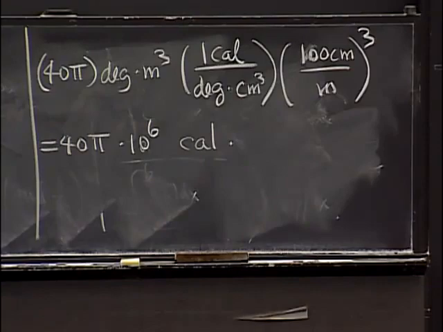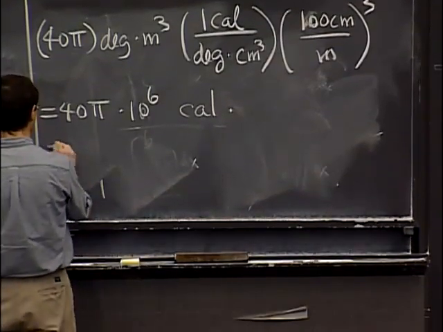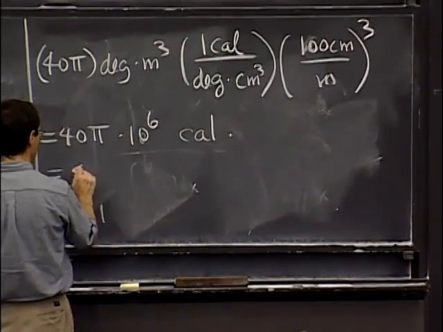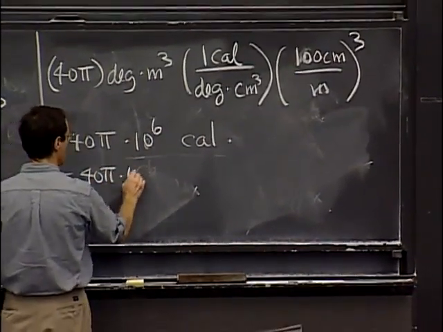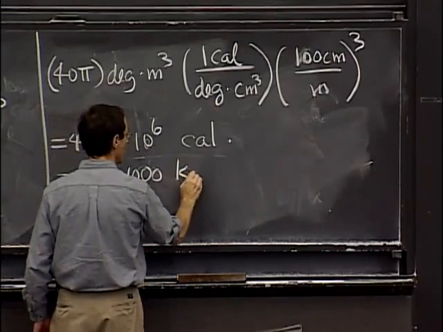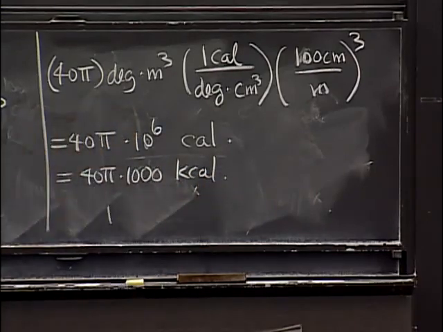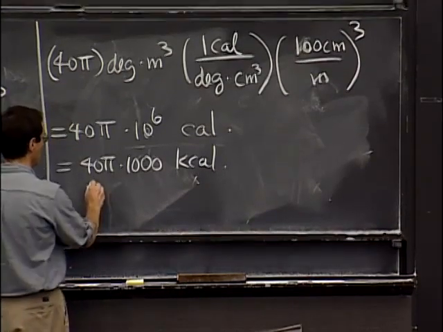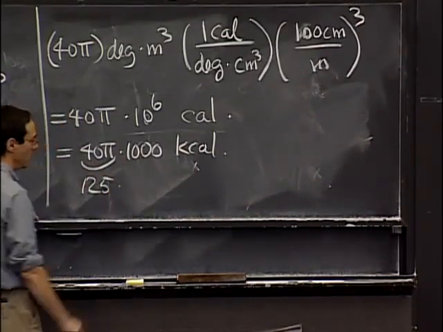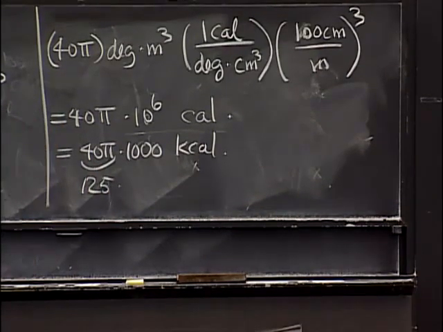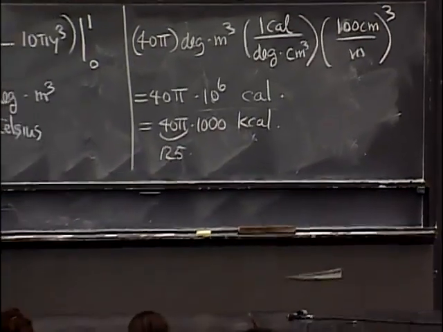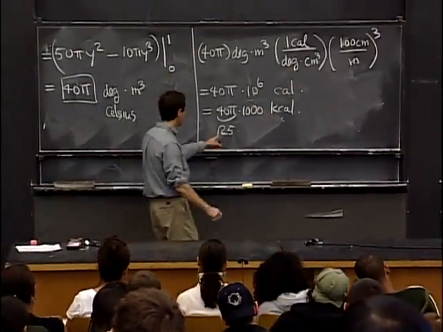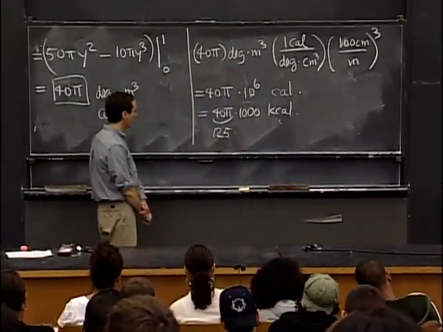All right. So how much is this? Well, it's a little better, maybe, to do it in 40 pi times 1,000 kilocalories, because these are the ones that you actually see on your nutrition labels of foods. And so this number is around 125 or so. Let's see, is that about right? Let's make sure I've got these numbers right. Yeah, this is about 125, 40 times pi.